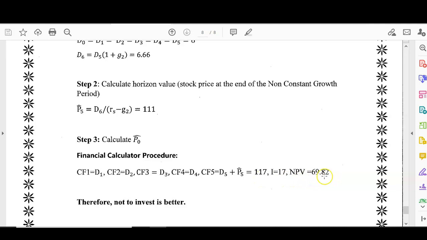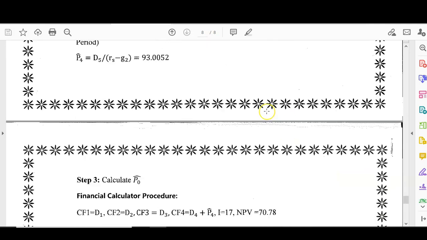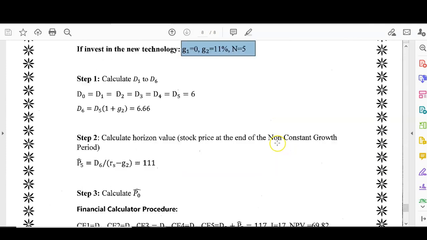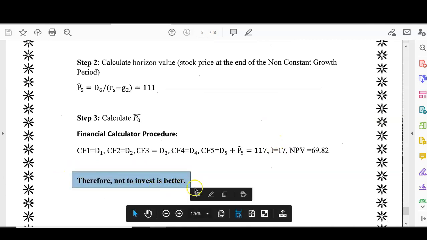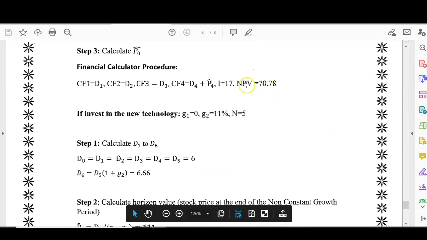69.82. So in the second case, the stock price is lower. We prefer the first case where we do not invest in the new technology. So we say that not investing is better. We want to choose the first option with the higher stock price.